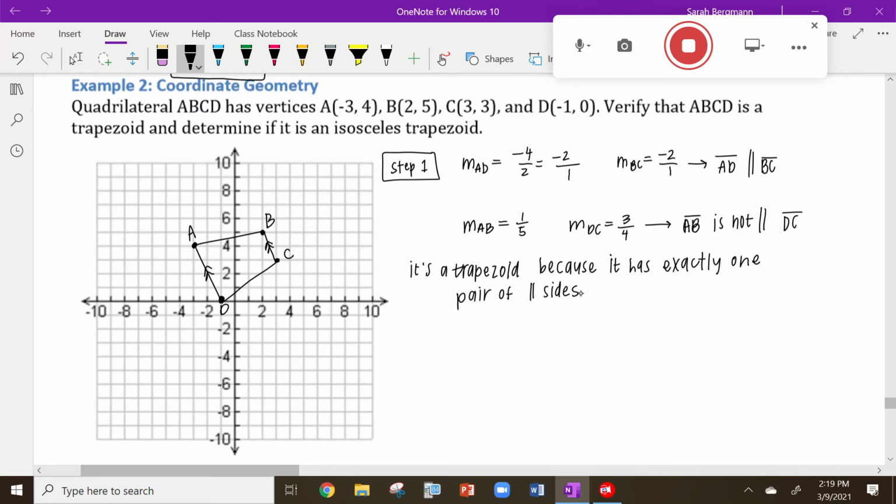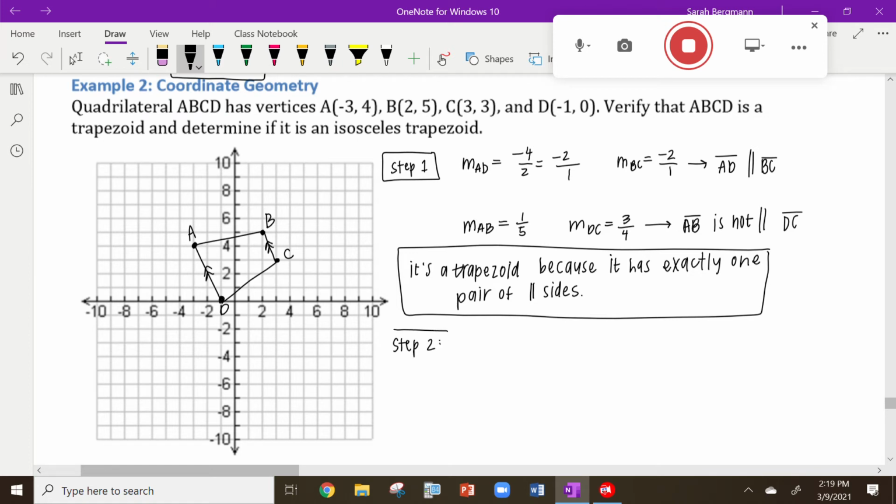Now, step 2 is to check if it's isosceles. So in order to do that, we're going to check the lengths of the legs. So remember, the legs are the sides that are not parallel. That would be AB and DC.